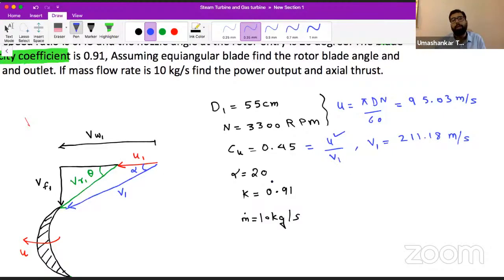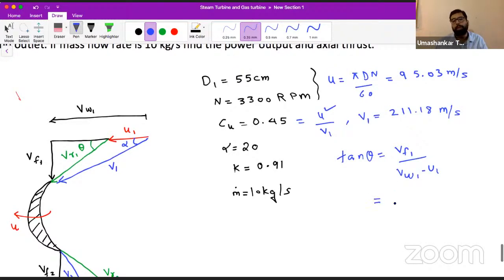So now what we want is theta. Again, like in the previous question, we want theta first. So let's see if we can calculate tan theta with this much information. Tan theta is nothing but Vf1 upon Vw1 minus U1. Yes or no? Vf1 is V1 sine alpha, so that is V1 sine 20. We have the value of V1 already, and we have the value of alpha. So V1 sine 20 upon Vw1 minus U1. Our Vw1 we know is V1 cos alpha, and minus U.